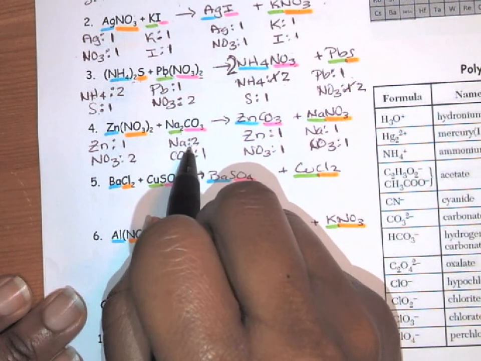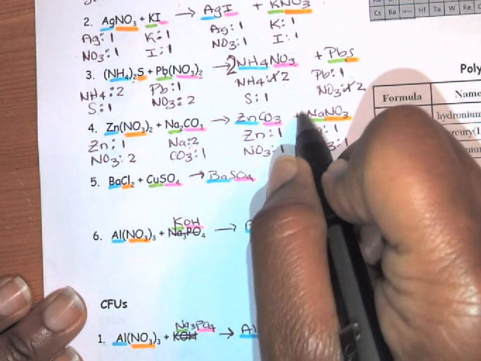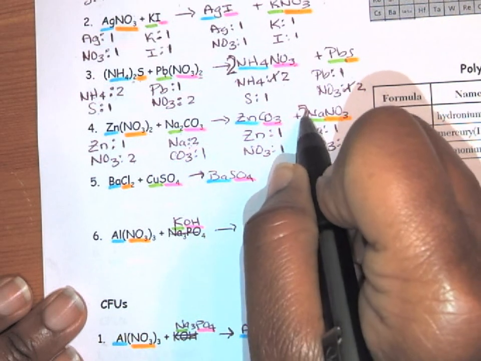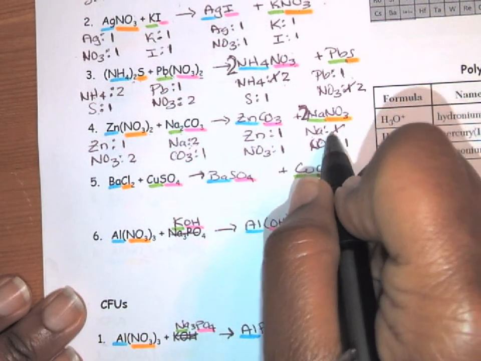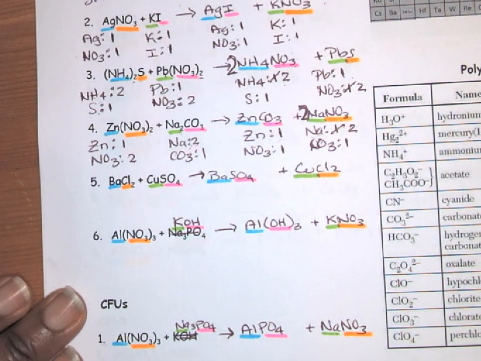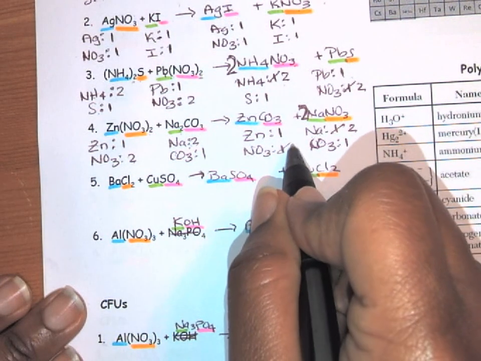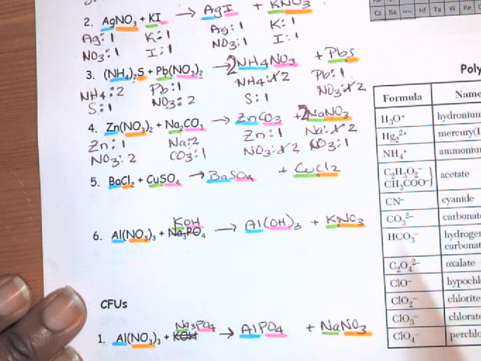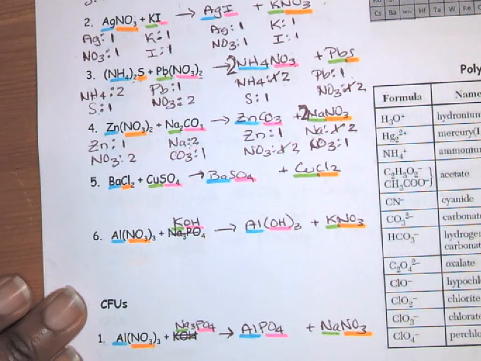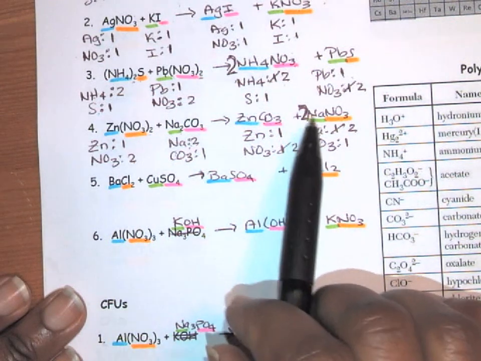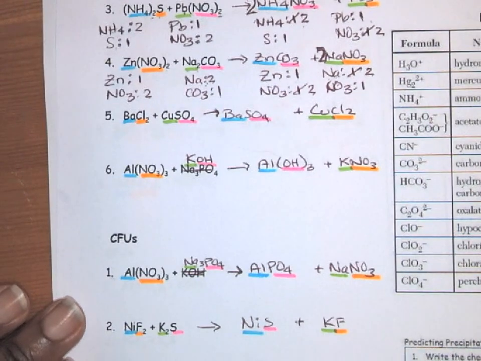So if I got 2 on the reactant side and I only have 1 on the product side, I'm going to change the coefficient in front of that compound that has sodium in it to a 2. That changes the number of sodiums to 2, and it changes the number of nitrates to 2, since that molecule also has nitrate in it. All right, check the rest of it. Everything looked balanced. That one's good. So the only thing I need to do is change the coefficient in front of nitrate there.